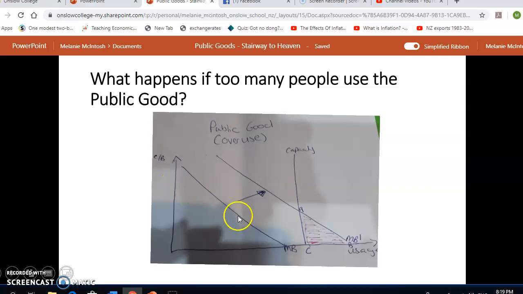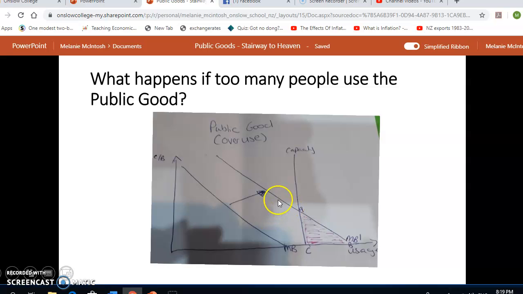This is our original MB, used up to 0, and that's where it equals MC, so it's allocatively efficient. But what we're seeing now is a huge influx of tourists. The tourist numbers in New Zealand have increased massively. And so you can show that by MB increasing to MB1, right? That's basically just more people using the public good, and really links to increased tourism numbers. You'll see some of the resources I found for you talk about this.